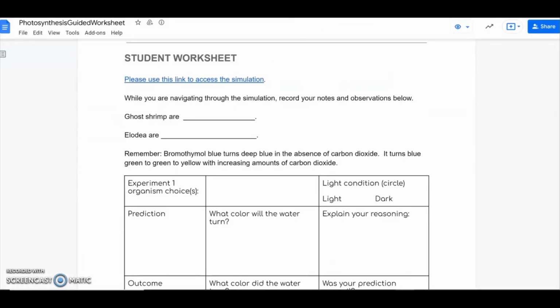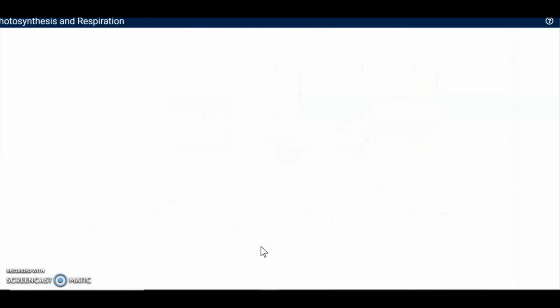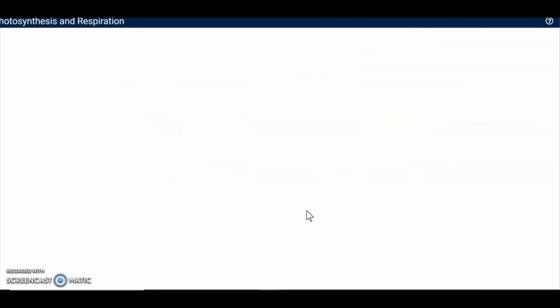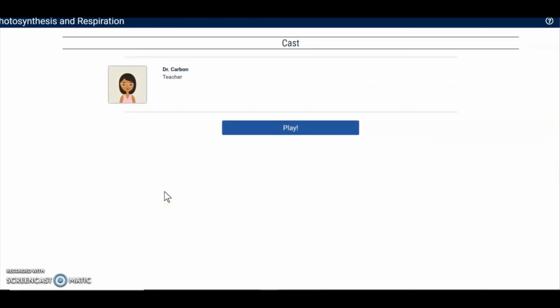To help students work through the simulation, they are provided with a worksheet that they can fill out as they're doing their experiments. And then once they get into the simulation, they actually get to choose an avatar for themselves, and they interact with a teacher character who helps guide them through the simulation and also makes it more interactive and interesting, more like a dialogue.